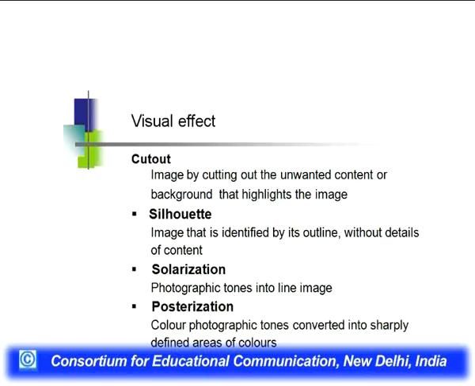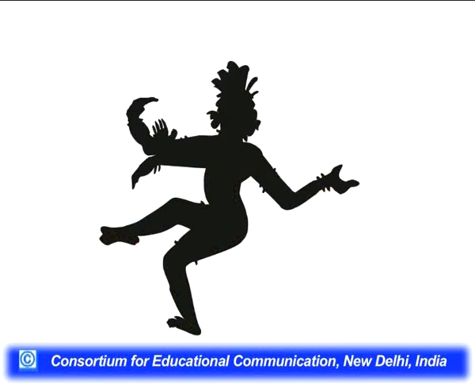Silhouette image, the image that is defined by its outline without details of content, such as this one. See this, here you don't find any details of the image, only the outline, and it will be solid inside. The image can be identified by solid colors, and it is a line image, of course, but what effect have we got? It is a silhouette effect we have got.